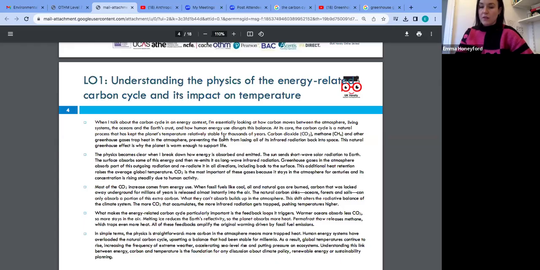This is natural carbon sinks, and basically across oceans, forests, and soils, carbon is stored, and it's a wonderful process, a wonderful thing. In the ice caps, you will find that it stores methane. So it's a natural process. It protects the planet, so it ensures that the greenhouse gases don't build up in the atmosphere, they will be stored. So this shift alters the radiative balance of the climate system.